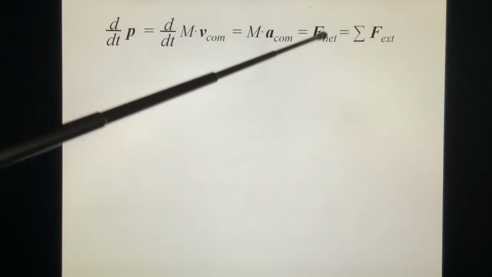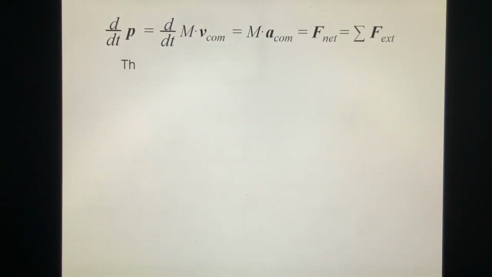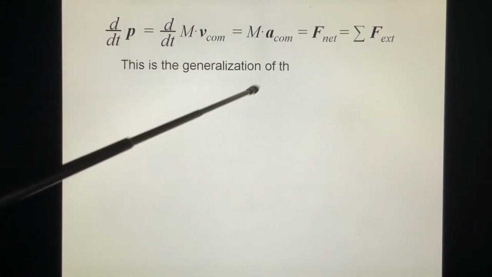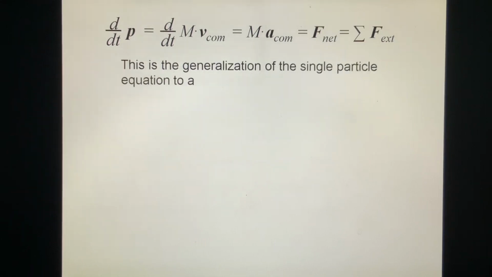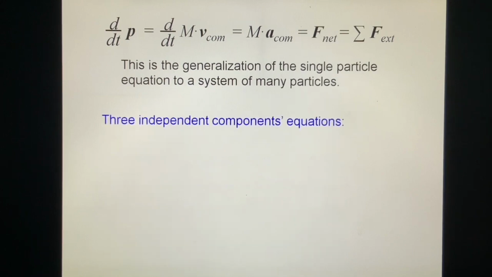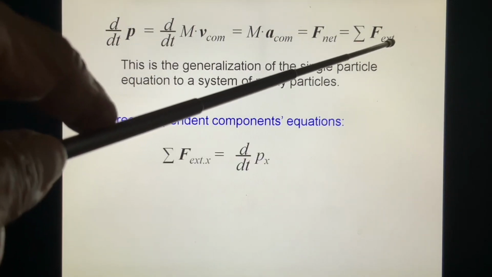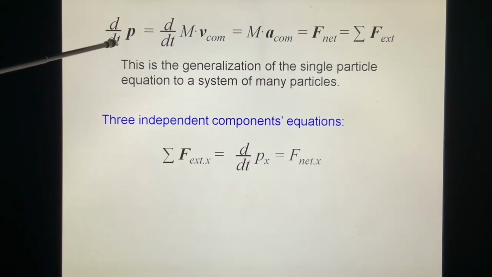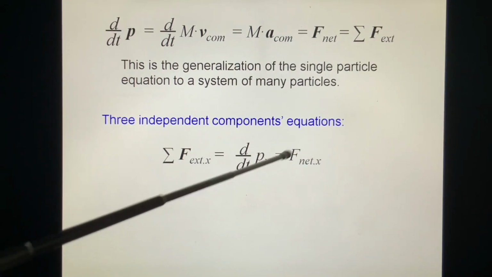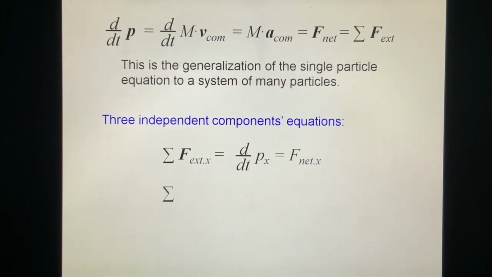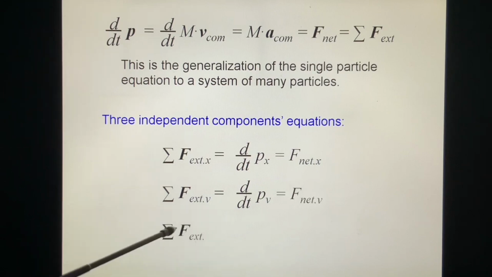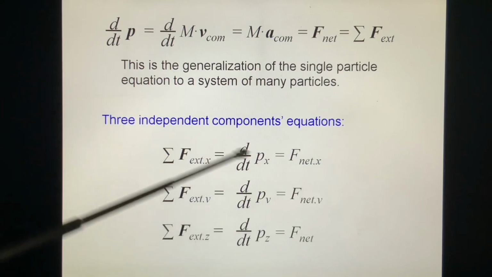This is equal to sigma F external. This is the generalization of the single particle equation to a system of many particles. This is the vector equation, so we write a three-component equation: sigma F net x equals dp_x/dt, the same thing for y and for z. These equations are independent of each other. Okay.